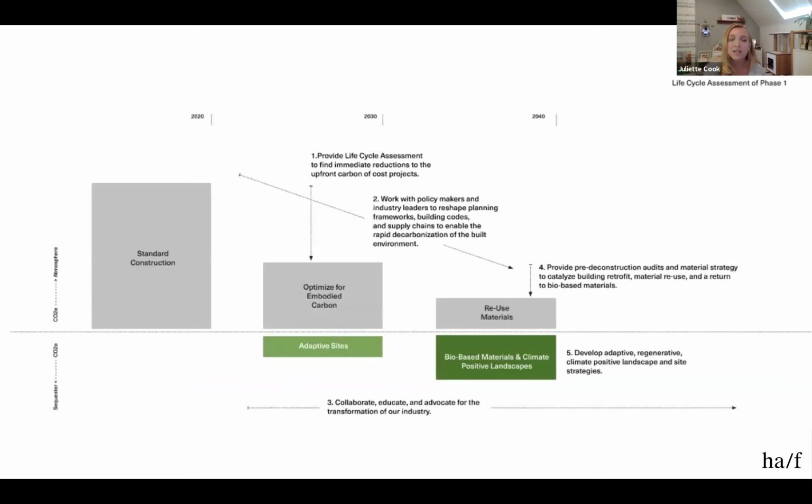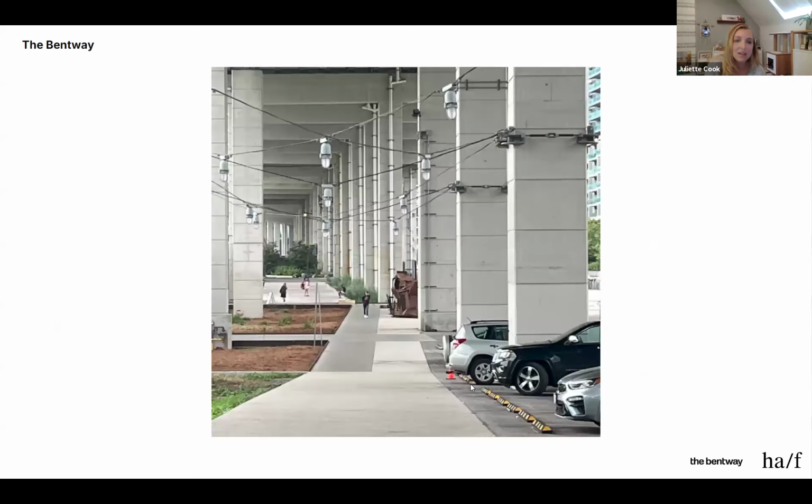And so this idea has really informed HAF's own mission and approach to work, where we foresee an industry shift towards increasingly regenerative and circular practices and design, not only in our buildings, but in their surrounding sites and infrastructure as well, where all of these strategies will hopefully inform more and more climate positive solutions. So shifting towards the right of this graphic, where we see a bigger proportion of green in that sequestration.